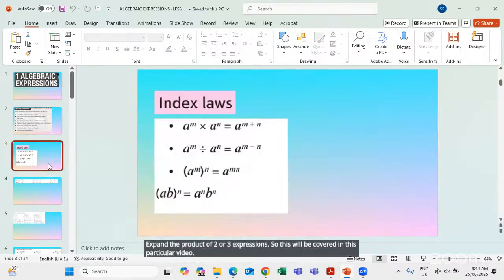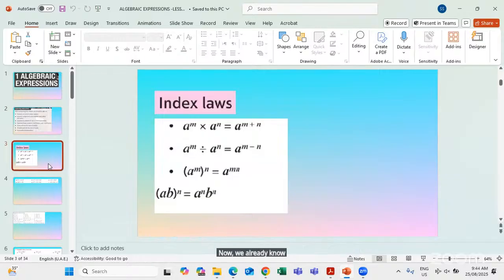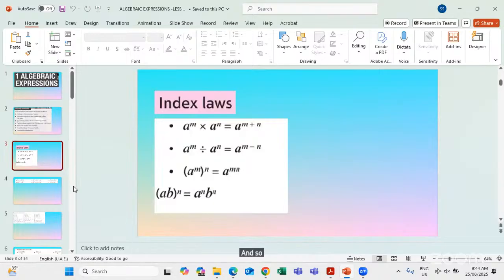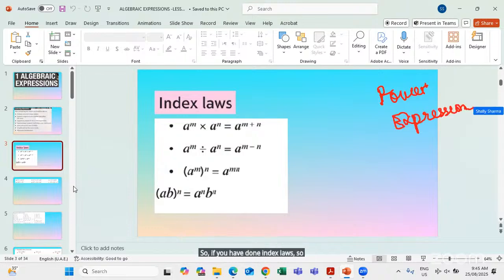Now, we already know these index laws. A to the power of m times a to the power of n is a raised to the power of m plus n, and so on. Now the thing is, I want to include here one concept which is called a power expression. If you have done index laws, you need to understand the meaning of power expressions.